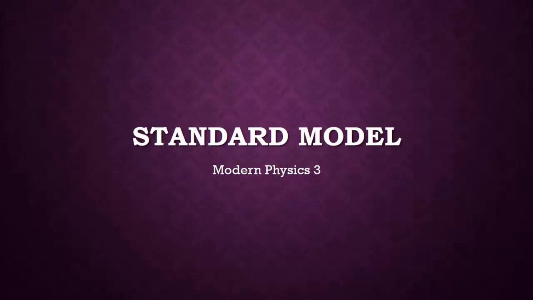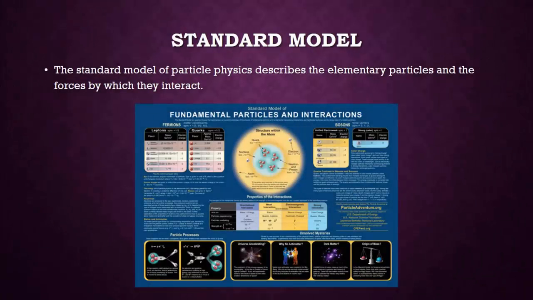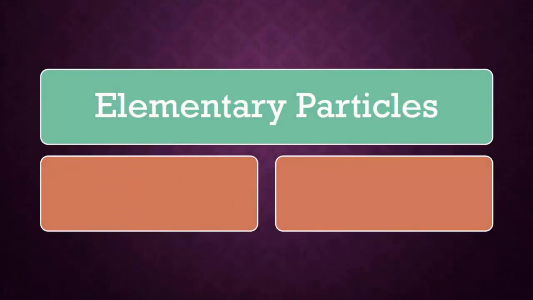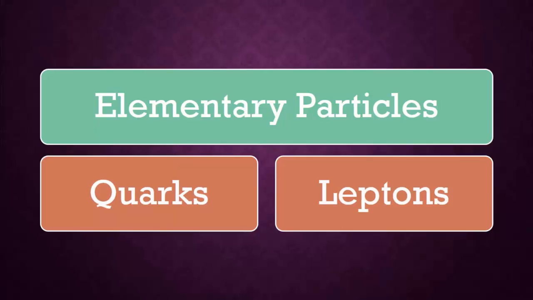The final lesson in modern physics is about the Standard Model. The Standard Model of particle physics describes the elementary particles and the forces by which they interact. Elementary particles are the smallest constituents of matter. These particles are not composed of other smaller particles. These are truly the building blocks of the universe. There are two types of elementary particles. These are known as quarks and leptons.